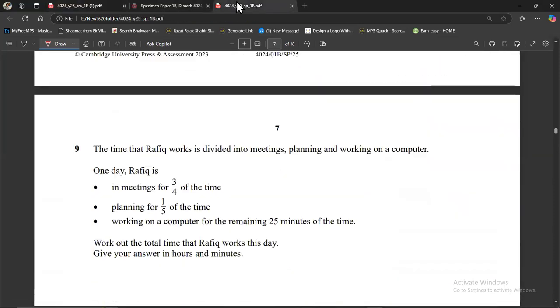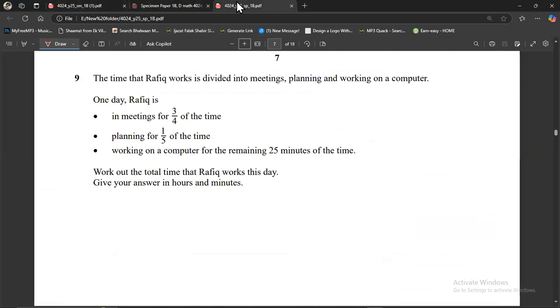Now we are going to the next question, and that is question number 9. The time taken and the time that Rafiq works is divided into meetings, planning, and working on a computer.